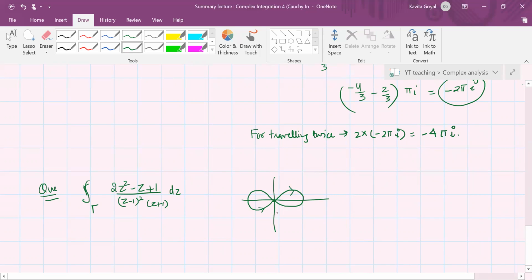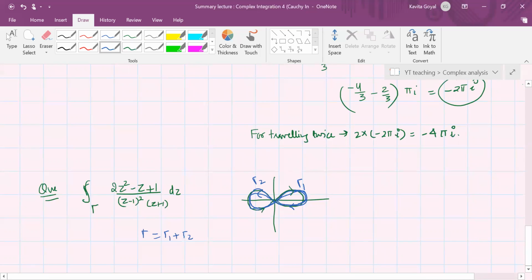So here you see your curve is not simple, in the sense that it is intersecting with itself here, right? So what you can do is just break it. This gamma is the total curve. You're going like this. So what you do, you call this C1 or gamma 1 and call this curve gamma 2. Fine. So you can write your curve gamma as gamma 1 plus gamma 2.